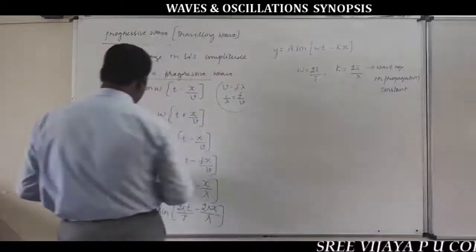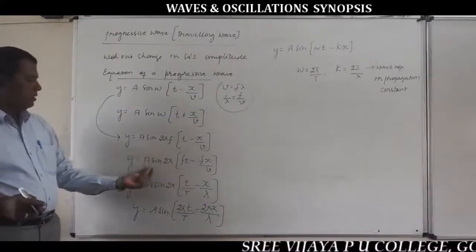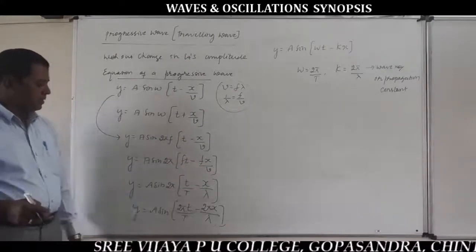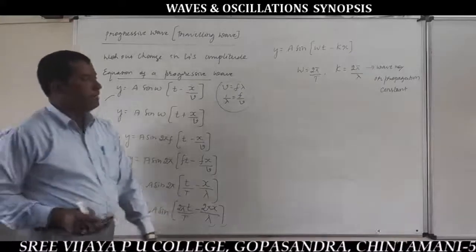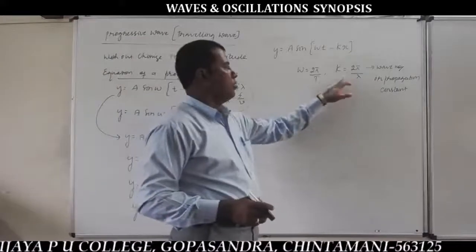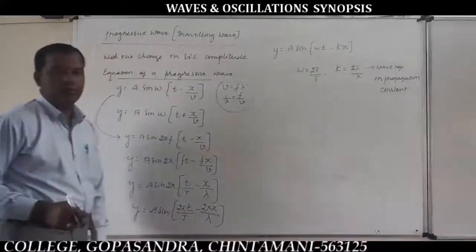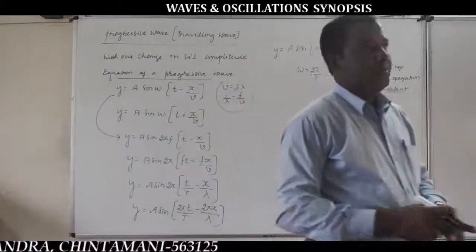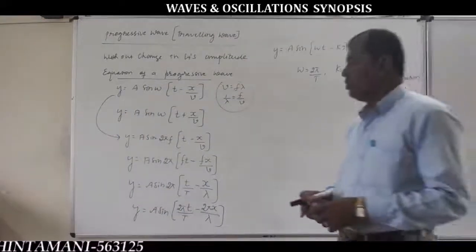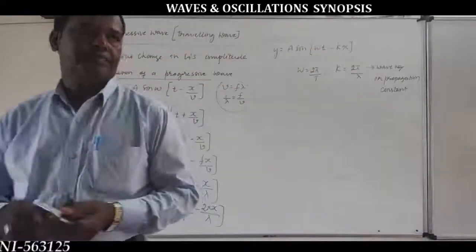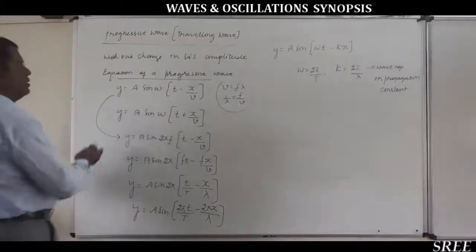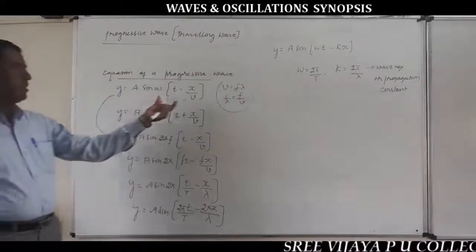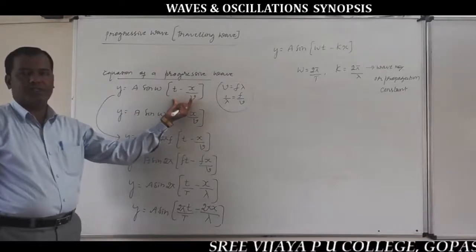So you can make use of this equation: a sine 2 pi into f into t minus fx by v, or t by capital T minus x by lambda. And this 2 pi by T is taken as omega, and 2 pi by lambda is taken as k, that is wave number or propagation constant. So these are the different forms of the equations which represent progressive wave. This equation y is equal to a sine omega into t minus x by v, we have already derived in our theoretical sessions.